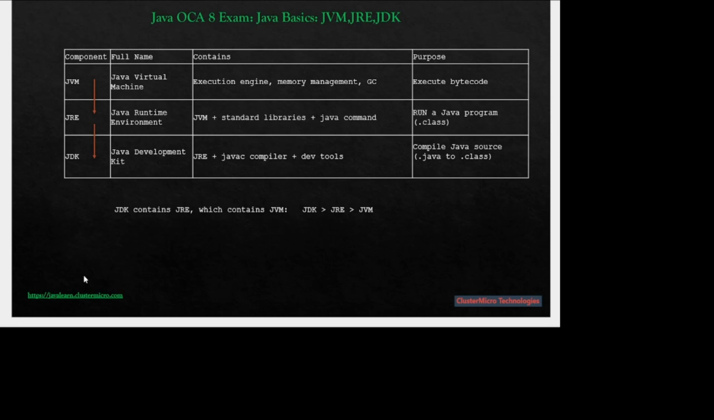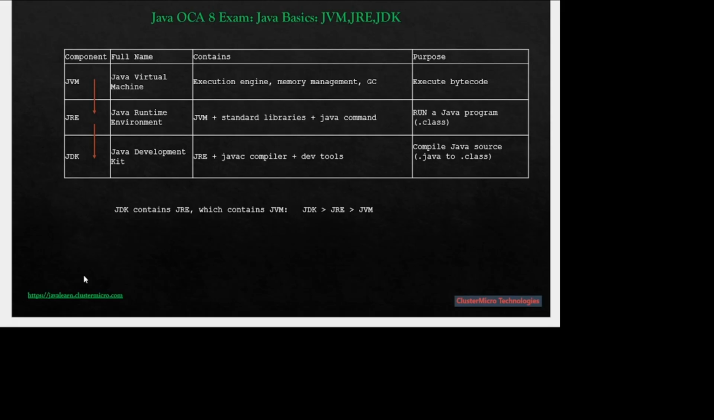In step 1, you write your source code into a file called test.java. This is human readable code that you and I can understand. In step 2, you run the Java compiler using the command javac test.java. The compiler checks your code for errors. If everything is correct, it generates a file called test.class. That class file contains bytecode, not your original code, not machine code, but bytecode.